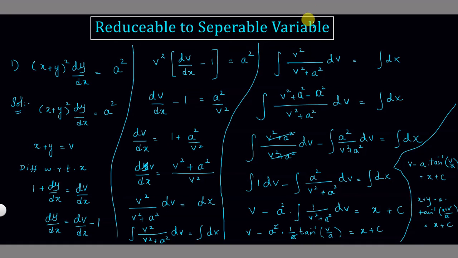So our final answer, I am writing it over here: x plus y minus a tangent inverse of (x plus y) divided by a is equal to x plus c. So this is our final answer.